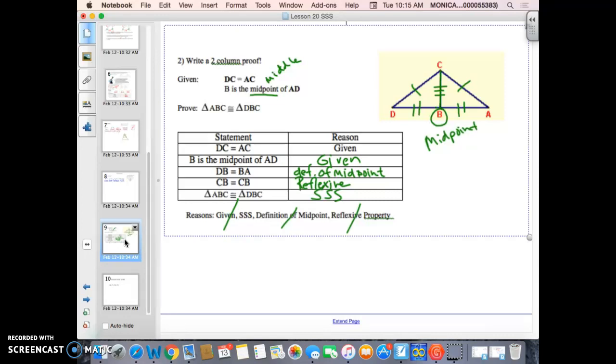Make sure you're marking up your picture first, and make sure you get your givens out. Then your last thing will be your proof statement, whatever you're trying to prove.